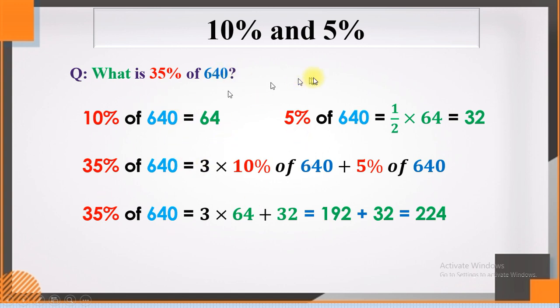So if we use this type of method, means if something can be expressed in terms of 10% and 5%, we should use these shortcuts. For 10%, just move the decimal point to the left by 1 digit, and 5% is half of that 10%. Use this method and you can shortcutly find any percentage of any number without any long calculation, and you can get the answer very fast. Just practice on it.